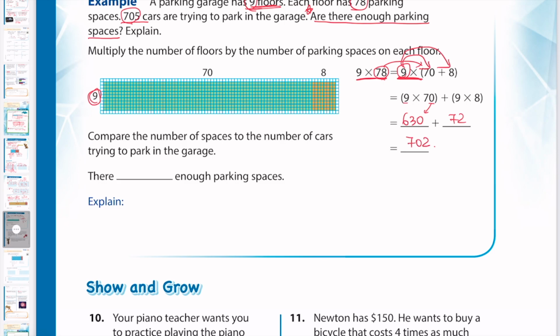So compare the number of spaces to the number of cars trying to park in the garage. There aren't enough parking spaces because 705 cars are trying to park, but then you have only what? 702, okay? So space is available. So that means what? 705 is greater than 702. That's how you explain. That easy, right?